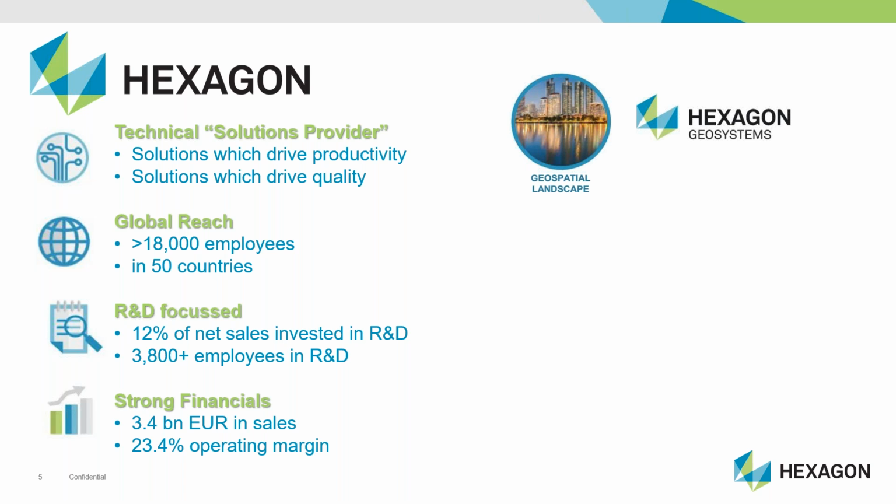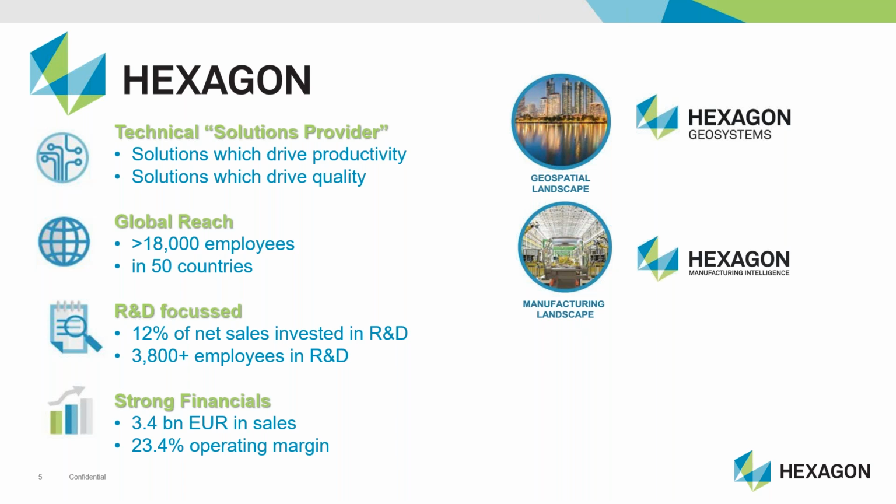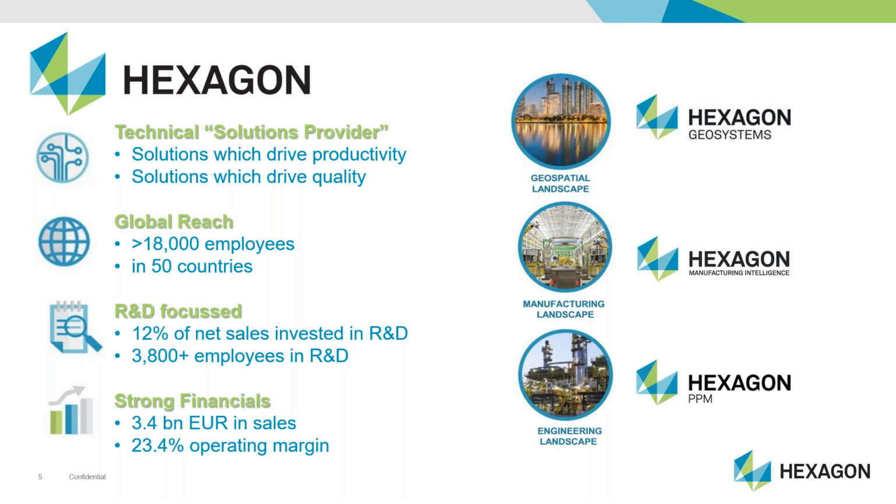So these are some of the divisions. We've got Hexagon Geosystems, which effectively I work for, looking after geospatial landscapes. So this is reality capture, surveying, airborne sensors and systems. We have Hexagon Manufacturing Intelligence, which looks after the manufacturing landscape. So this is part of our business that works in reverse engineering, high-end dimensional control, in everything from food manufacturing to car production. And then Hexagon PPM, which looks at the engineering landscape. So this is what Paul is going to delve into later.